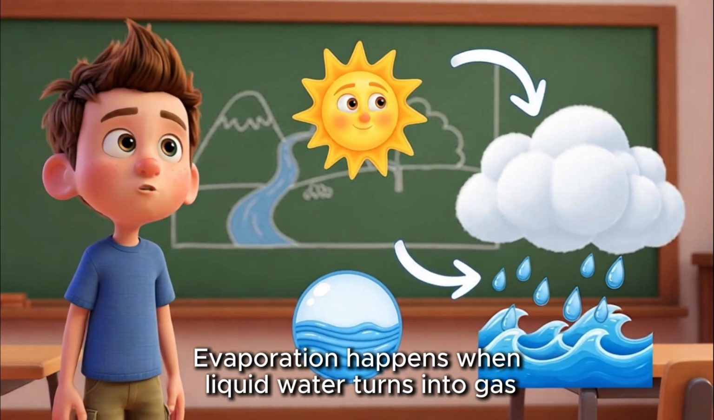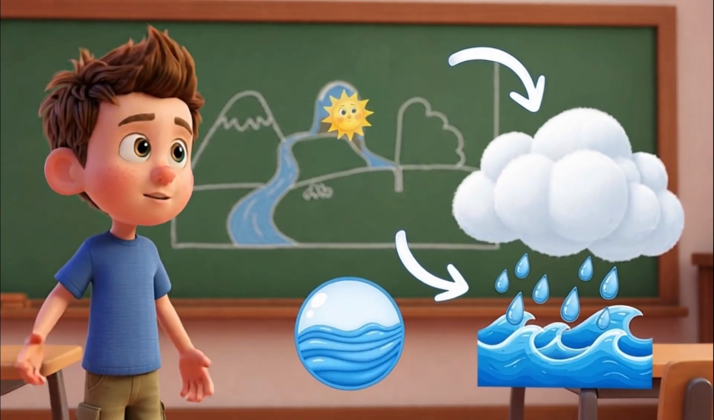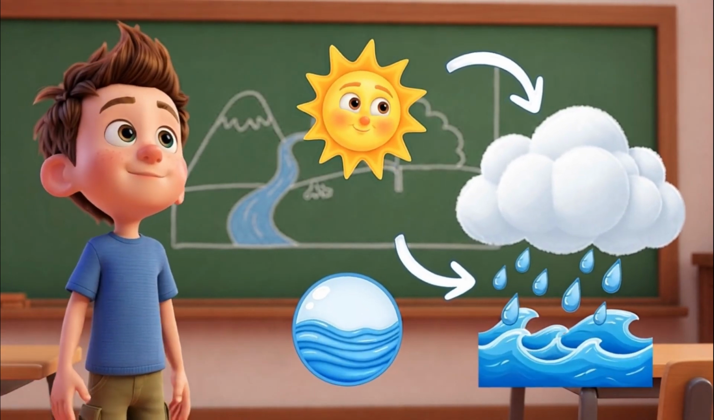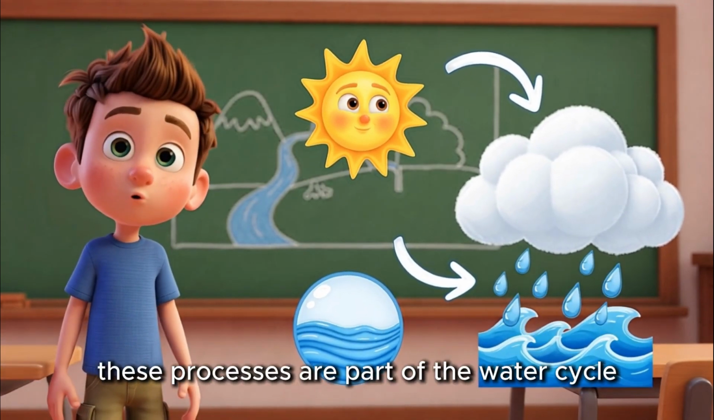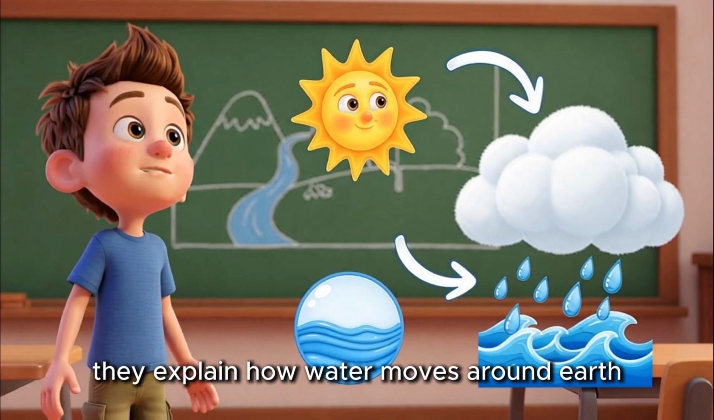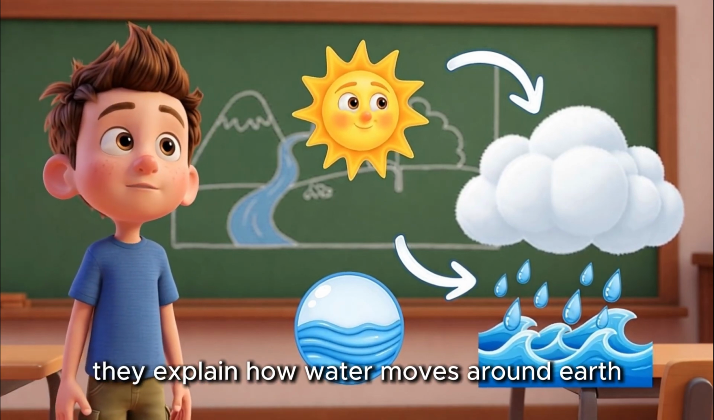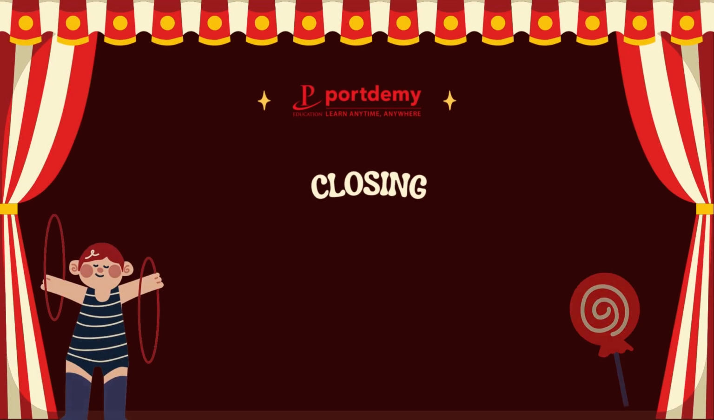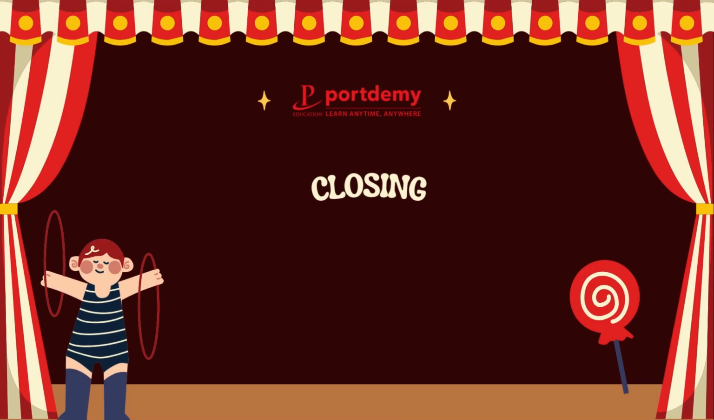Evaporation happens when liquid water turns into gas. Condensation happens when a gas turns back into a liquid. These processes are part of the water cycle. They explain how water moves around Earth. Temperature affects these changes.